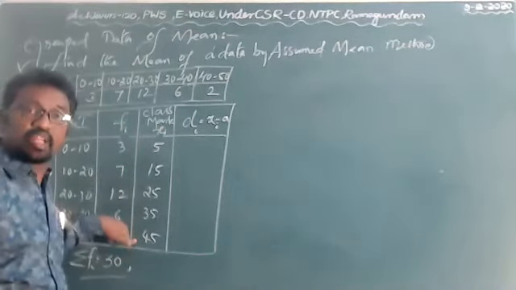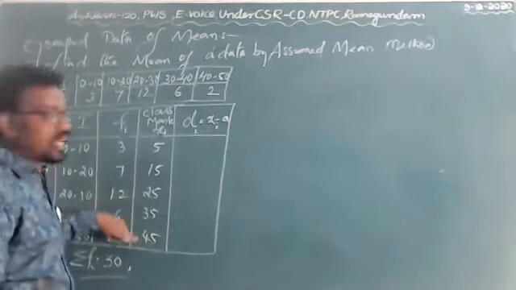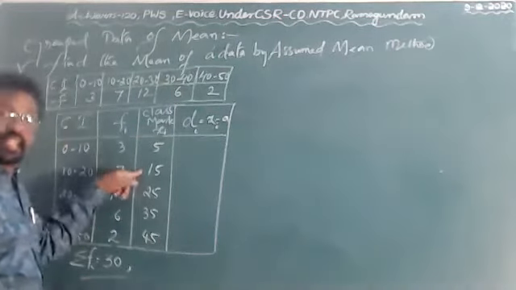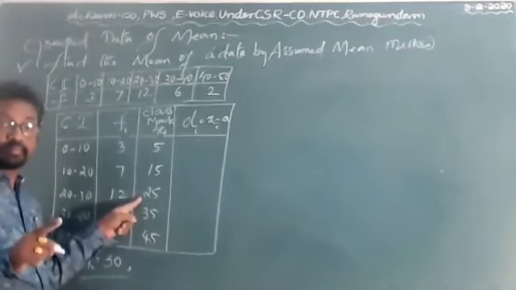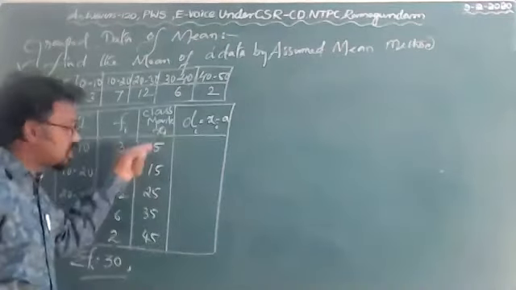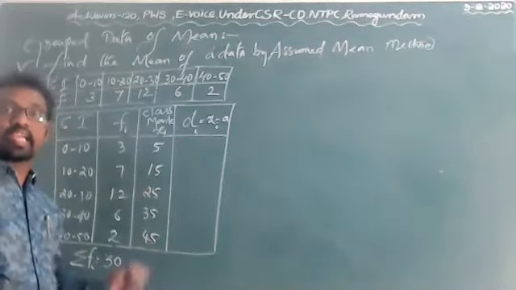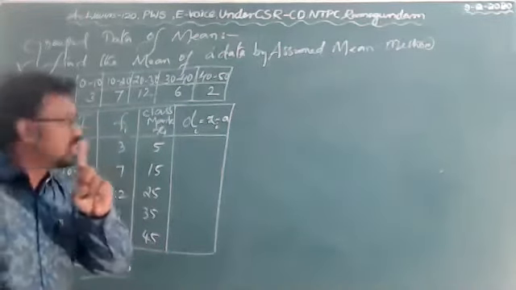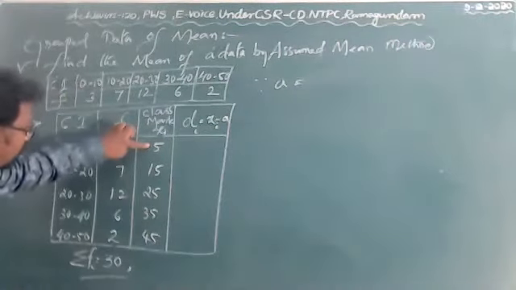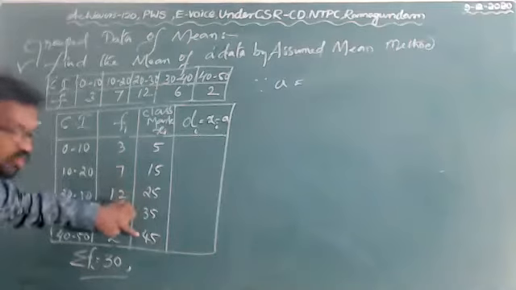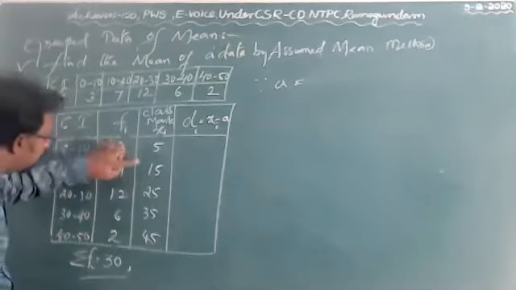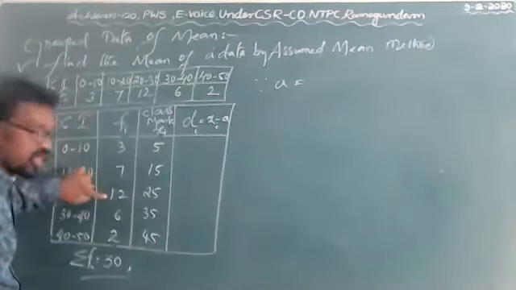Why? Because the calculation part you will get very easily. You can take A equal to 5, or you can take A equal to 15. A is constant. You can take 25 as A. You can take any number from this class mark, only one. You can take 5, 15, 25, 30, any number. And one more thing: what is the maximum value in the frequency? 12.